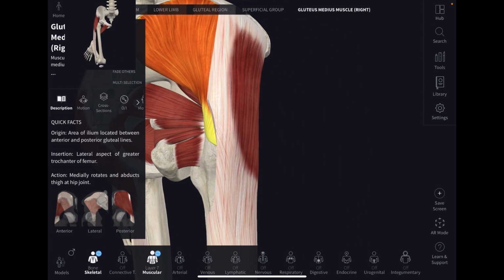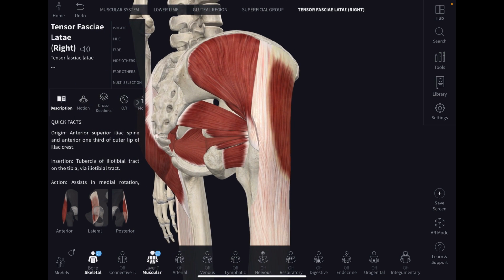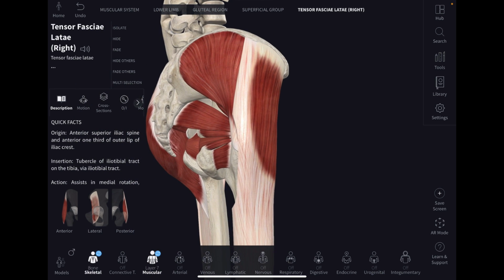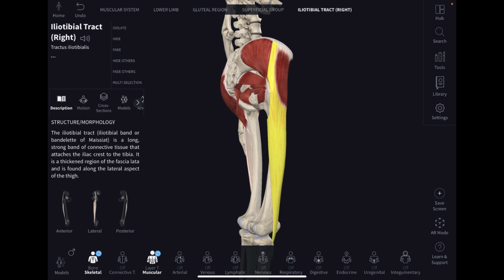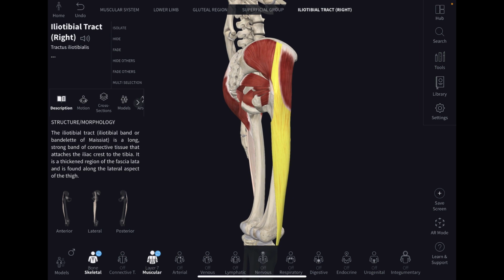The tensor fasciae latae attaches near the iliac crest and inserts into the IT band. It helps flex, abduct, and medially rotate the hip.